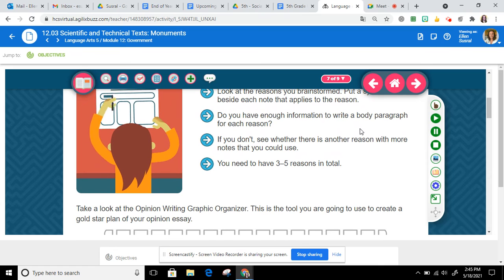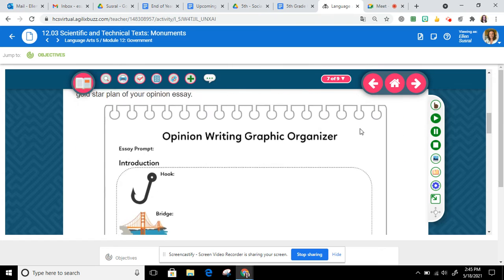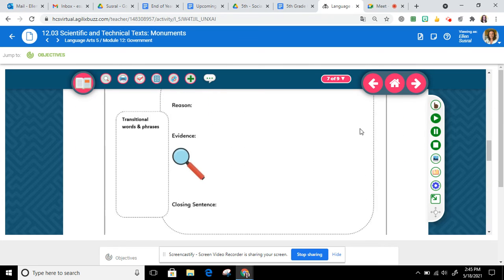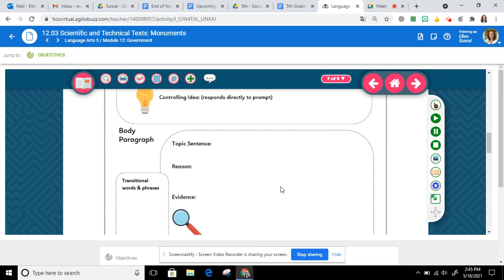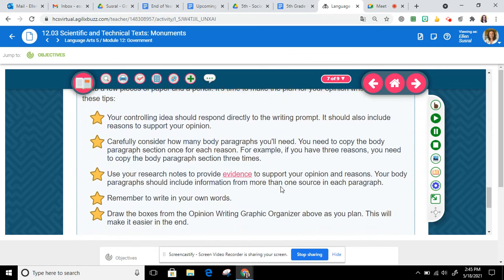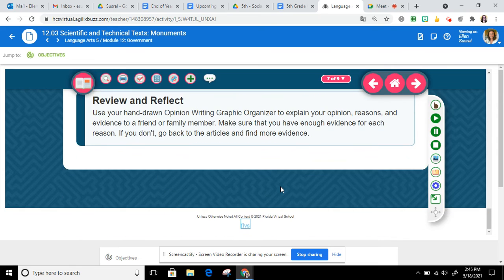And again, don't forget that I attached the graphic organizer for you that you can use. You're going to need 3 to 5 reasons. So you're going to need 3 body paragraphs. This is an example as well, but it only has 1 body paragraph. You need to remember to do 3 body paragraphs. So I would use the one that I've attached on the announcements. And then you get working on creating your own.